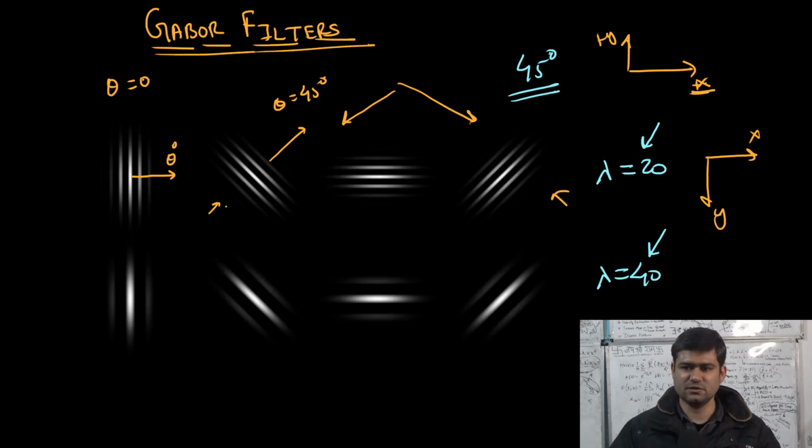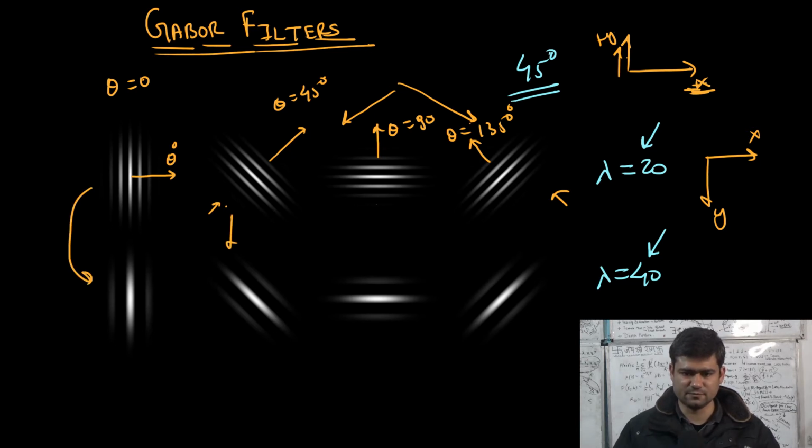So in our convention, where we assume that this is the positive x-axis and this is the positive y-axis, this Gabor filter corresponds to theta equal to 45 degrees. This one over here corresponds to theta equal to 90, and this one corresponds to theta equal to 135 degrees. Similarly, here we have theta equal to 0, 45, 90 and 135 at a different scale.